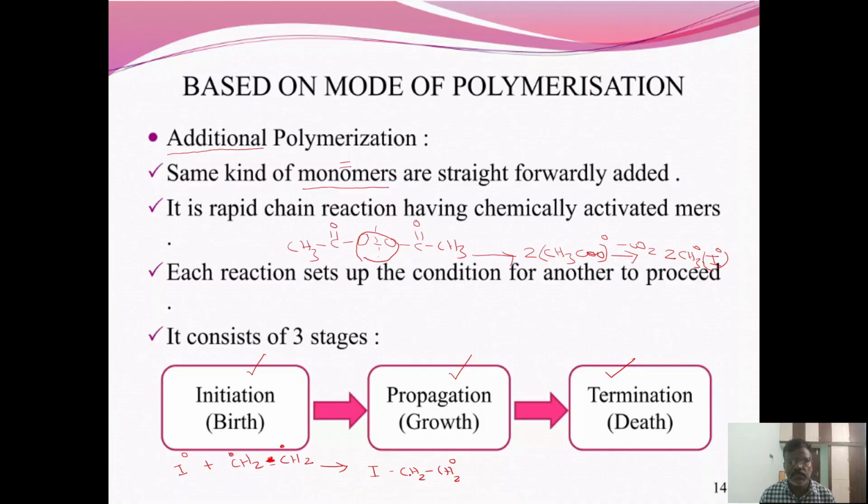So this will undergo the propagation. That means this will react with another monomer, and then again another monomer, another monomer. The chain length will be increased. That is called propagation.